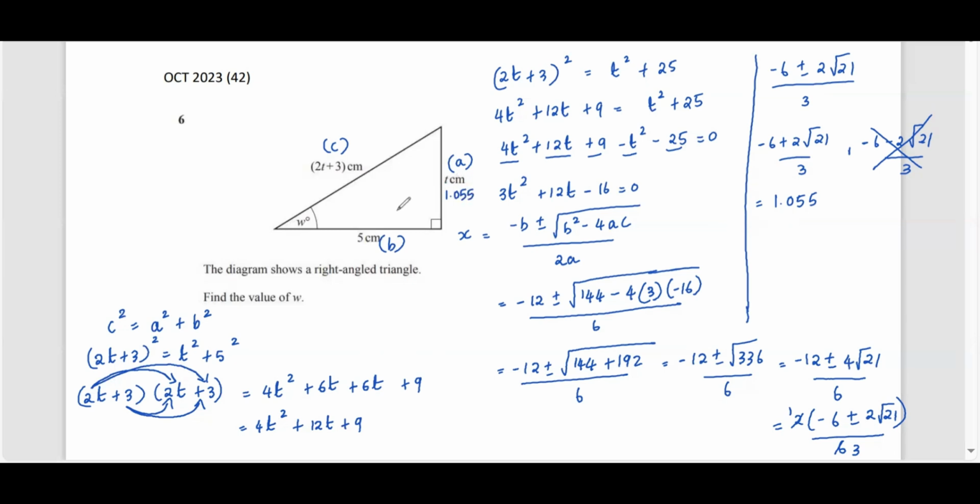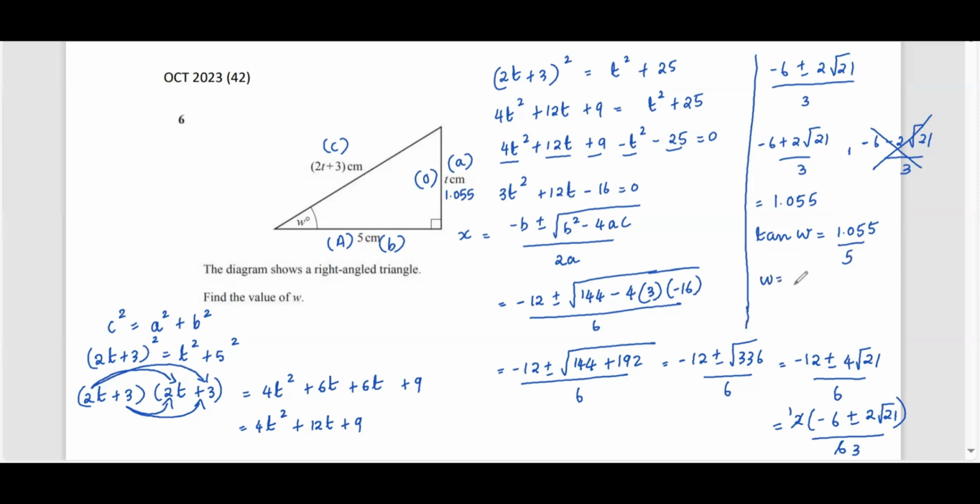1.055 is my t here. So considering the angle w, what I have here is the opposite side, and the 5 is the adjacent side. So I'll go for tan here. Tan w is equal to opposite over adjacent, which is 1.055 over 5. But we need w.